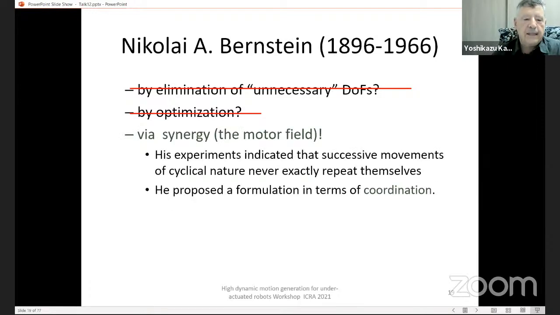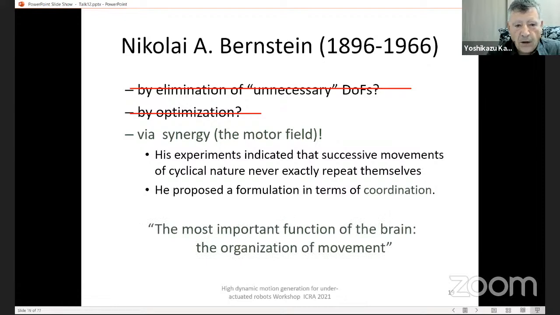So he came up with this hypothesis, that there are synergies, or we call it the motor field. And he proposed a formulation in terms of coordination, motion coordination of these synergies. He also came with this maxim that the most important function of the brain is the organization of movement. This is amazing, I think.